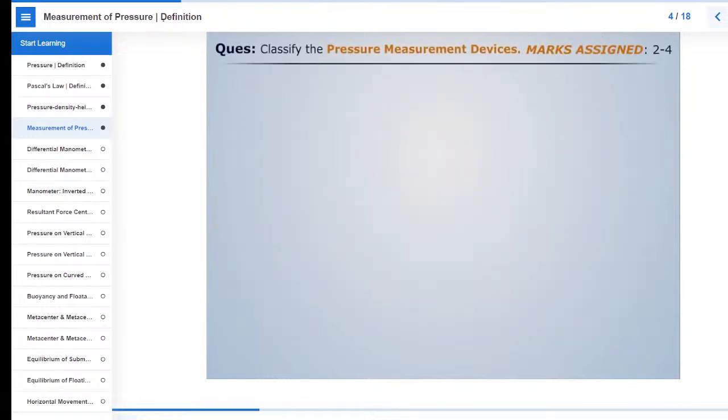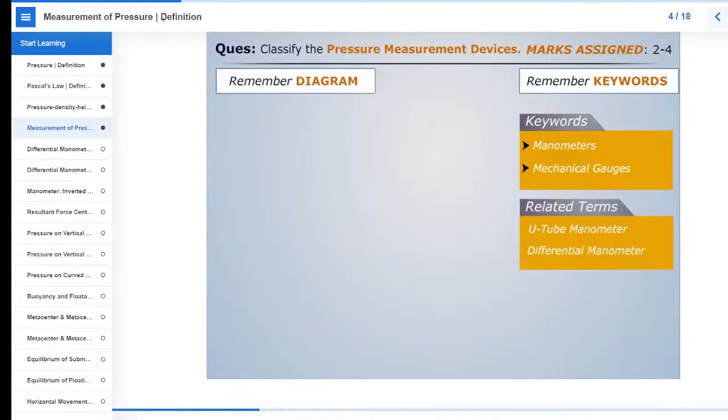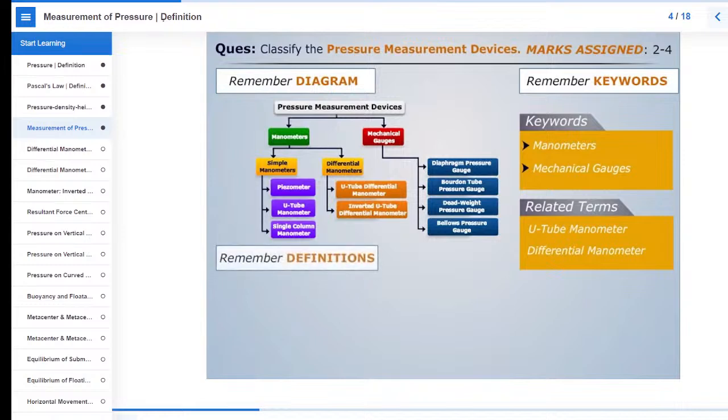Question. Remember keywords. Related terms are: remember diagram, remember definitions.